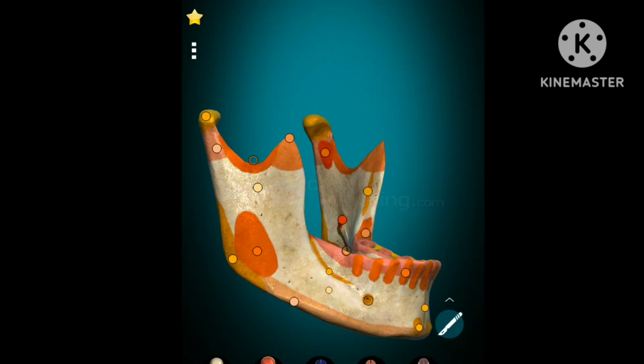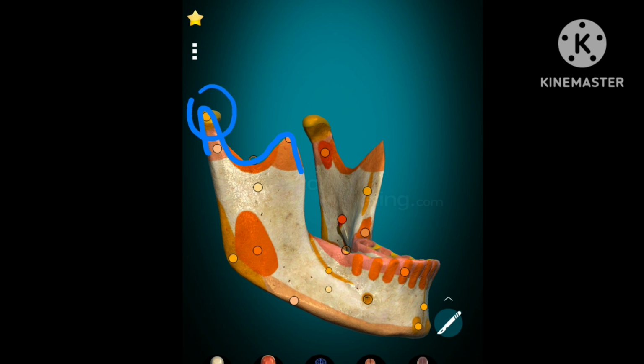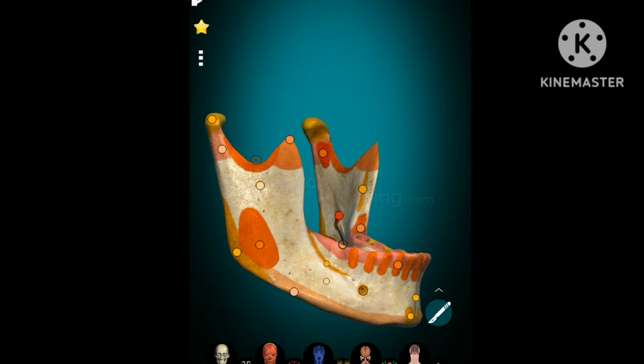The other structure we know is the mandible. Normally this mandible consists of two processes, that is the condyle as well as the coronoid process. This part of the mandible will articulate with the mandibular fossa which is present in the temporal bone. So these are the two main structures of the temporomandibular joint, the temporal bone as well as the mandibular bone. When these two articulate, they form a joint called the temporomandibular joint.